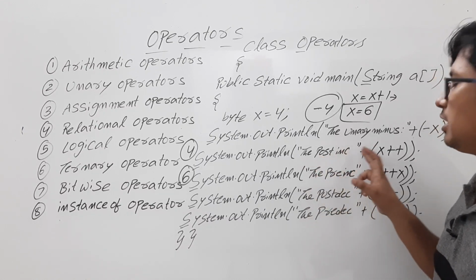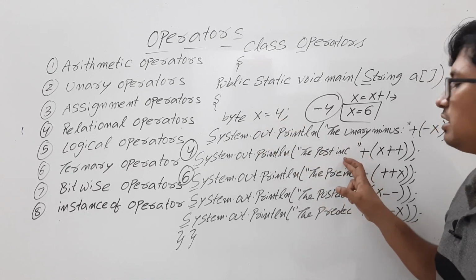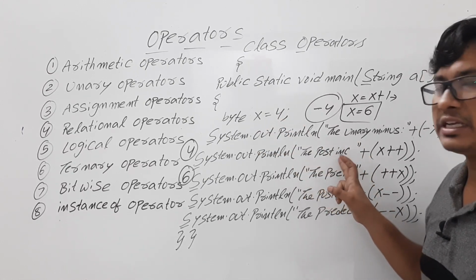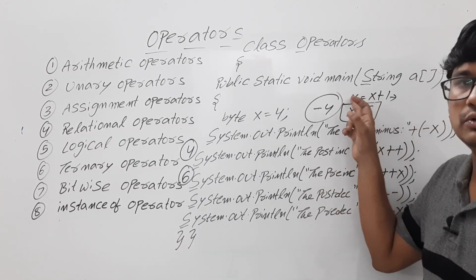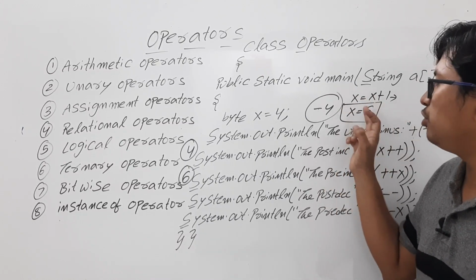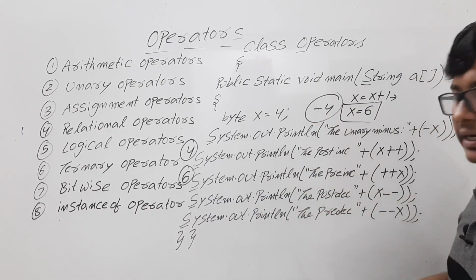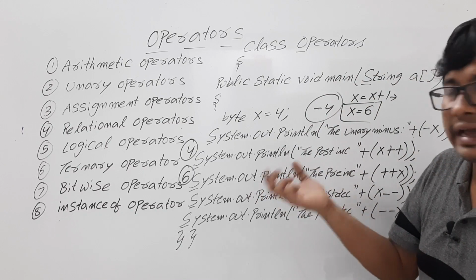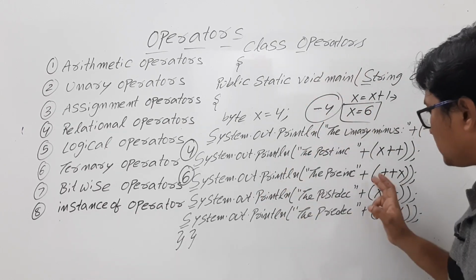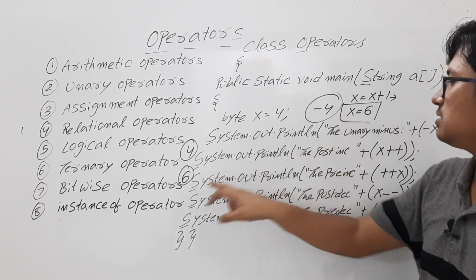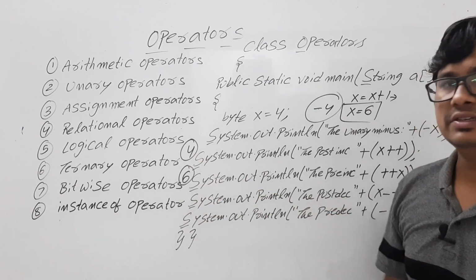The post increment means first it will assign. So that's why x value is 4, that value will be assigned. So you will get the output of the post increment as 4. After assigning, it will increment. So x is equal to x plus 1, 4 plus 1, updated to 5. Then when you are executing the pre-increment, first it will do the increment, x is equal to x plus 1, 5 plus 1, 6. That value will be assigned. So now the x value is 6, and 6 will be assigned. That's why you will get the output as 6 in this scenario.